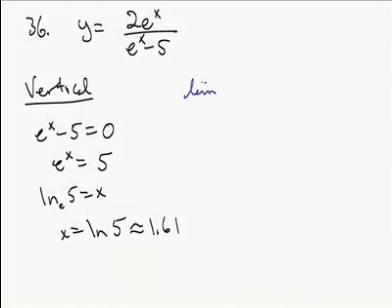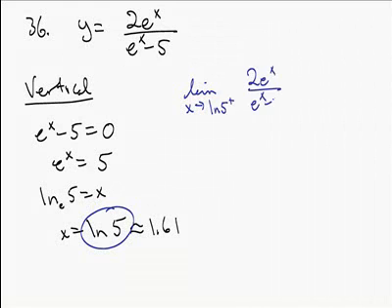Remember, the definition of a vertical asymptote is that the limit as x approaches a from either the right or the left, or just in general, goes to positive or negative infinity. Let's check this. Our a in this case is going to be the natural log of 5. That's where our function is undefined in the denominator. It's 0 in the denominator, so the whole function is undefined. Let's check it as x approaches the natural log of 5 from the right of 2e to the x divided by e to the x minus 5.